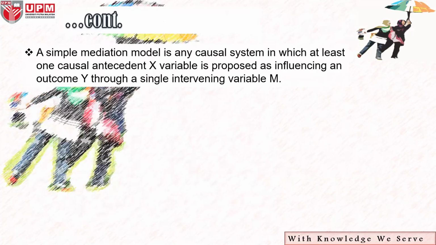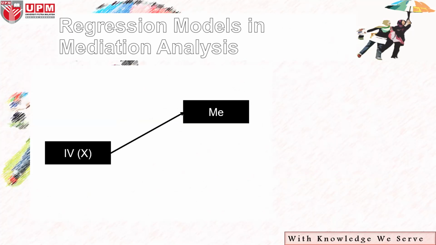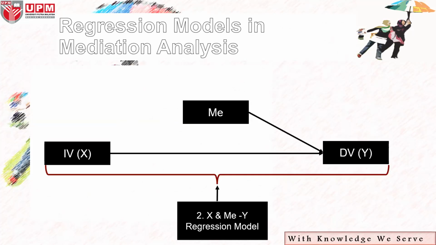Doktor, sorry. Untuk mediator dengan DV tu tak perlu buat simple linear regression untuk mediator dengan DV. Sebab kita dah buat kat sini. Sebab yang ni boleh buat direct terus sekali pada multiple lah, tak perlu buat simple linear regression. Betul. This one multiple.